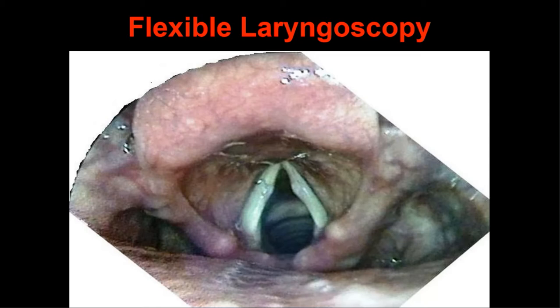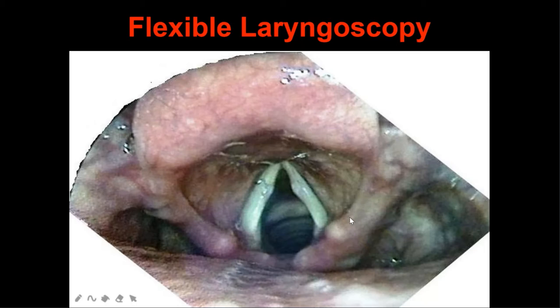This is the flexible laryngoscopic examination picture of the larynx. This is direct laryngoscopy using magnification. These two are the vocal cords. Here the vocal cords are in the abducted position, so they are away from the midline. If they are in the midline, that is adduction. Adduction and abduction are the two movements of the two vocal cords.